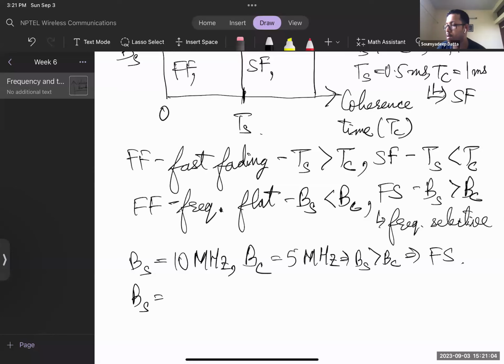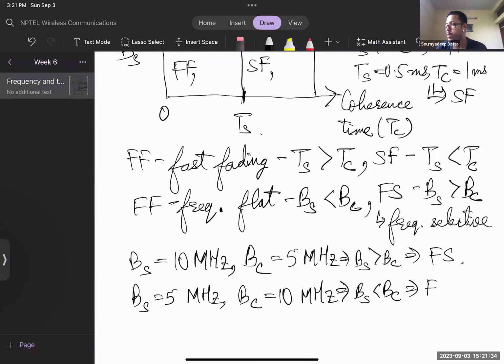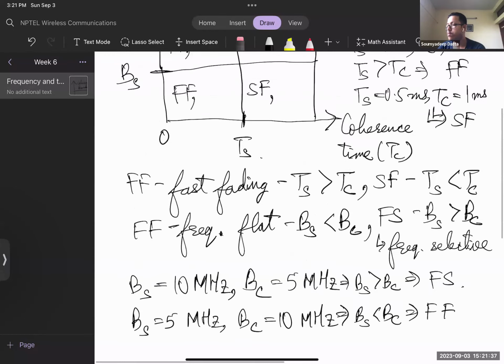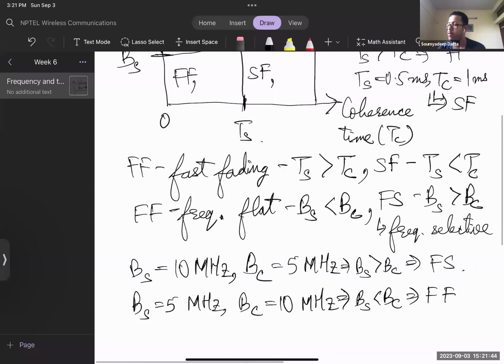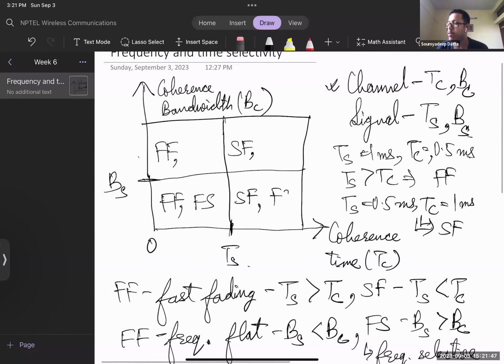In the opposite case, if the signal bandwidth is smaller than the coherence bandwidth, it means that the signal bandwidth lies within that range for which we can consider the channel to be roughly constant, right? The channel has not fluctuated too much. So this is the case where Bs is less than Bc. So this is frequency flat. So we can just populate this. Bs greater than Bc will be frequency selective, and Bs less than the coherence bandwidth would be frequency flat.